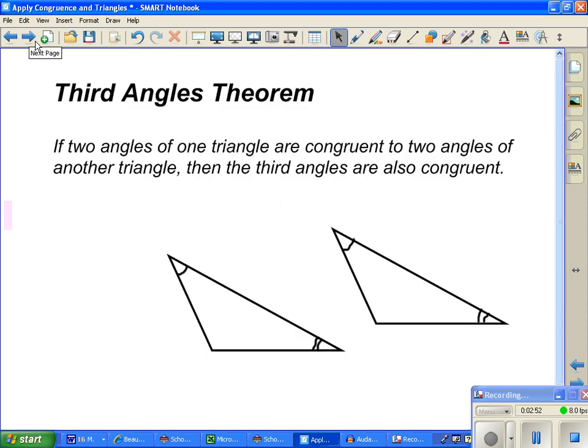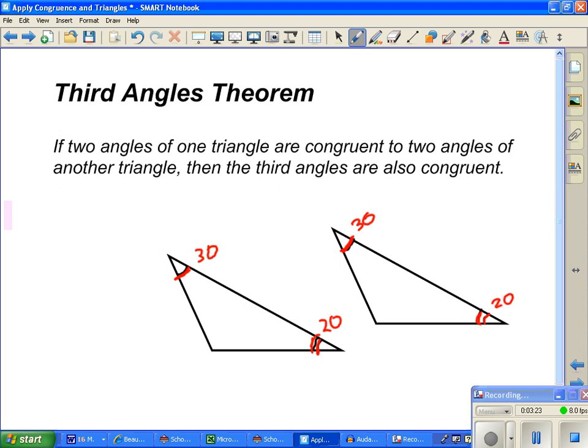Third angles theorem. If two angles of one triangle are congruent to two angles of another triangle, then the third angles are also congruent. Well, let's think about this. If this angle is congruent to this one, let's give it a number. Let's call it 30 degrees. That means this one's 30 degrees because it told me they're the same. And I also know that this one's the same. Well, this one even looks a little smaller. We'll call it 20 degrees.